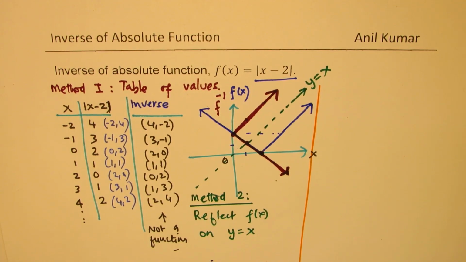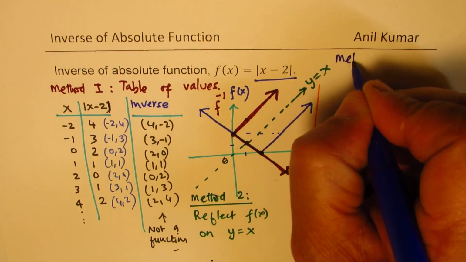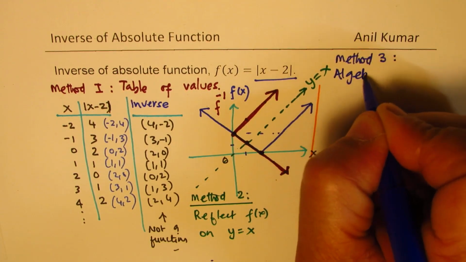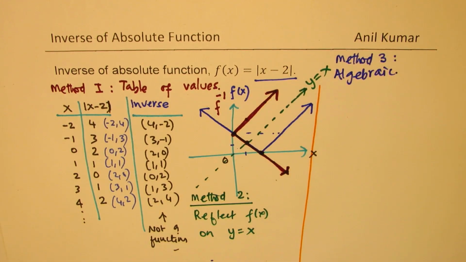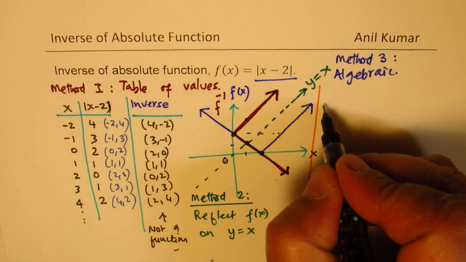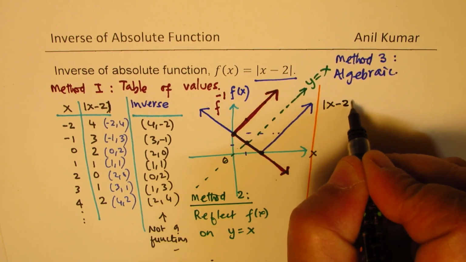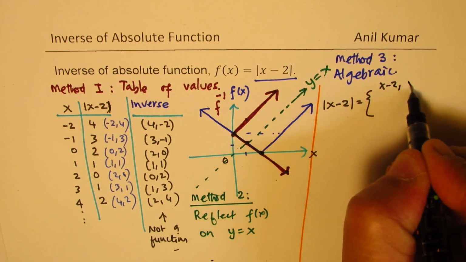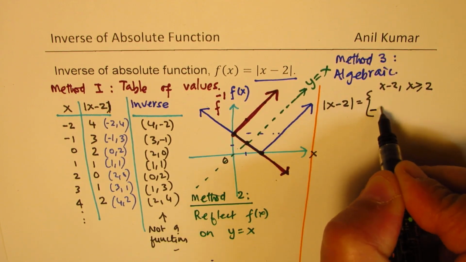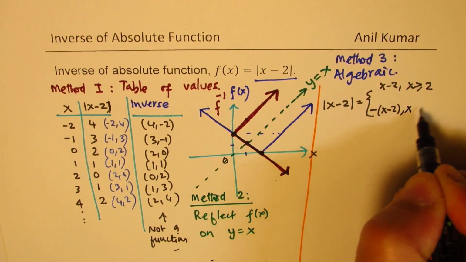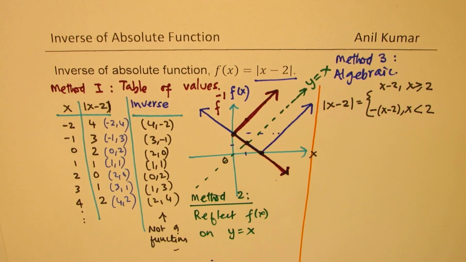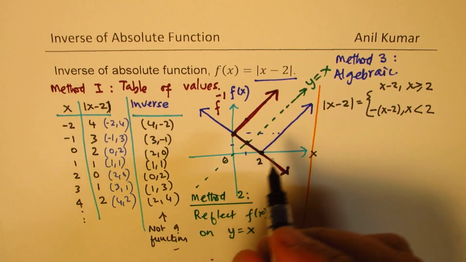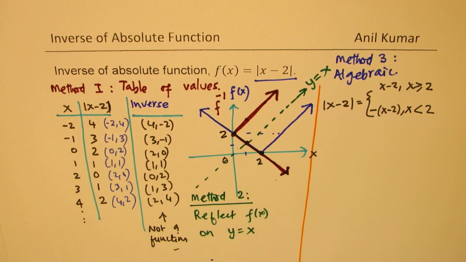Now let's talk about the third method, method 3, which is algebraic. Right? So now the value of the function is x minus 2 for x greater than or equal to 2, but minus of x minus 2 for x less than 2, right? That is a piecewise function, which we have sketched here in blue, right? This point is 2, correct? This point is also 2 for us.